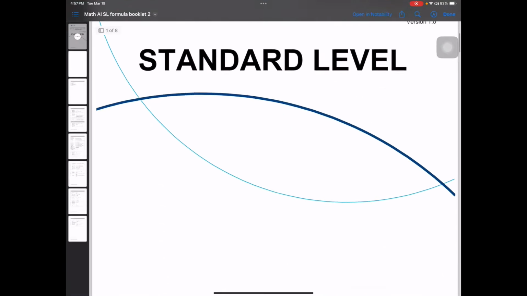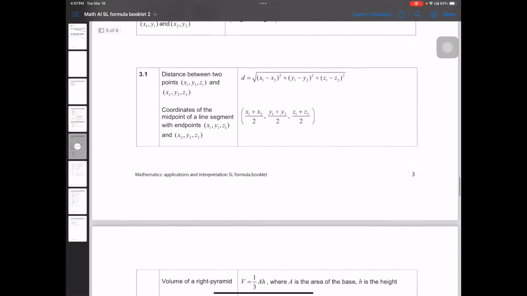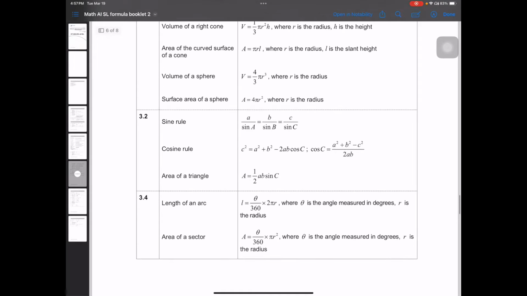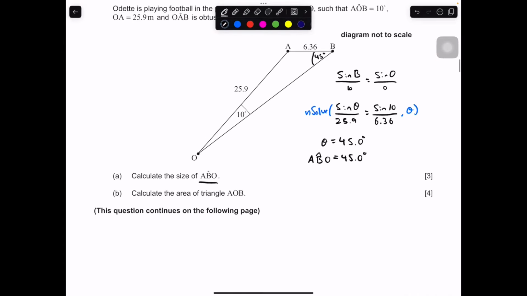So here is our formula booklet. This is going to be under Geometry and Trigonometry, Topic 3. And here we have it, 3.2 right at the bottom: area is equal to half ab sine C. So let's go back. What do we know? We know that the area is equal to half ab sine C, written out so as not to confuse variables.